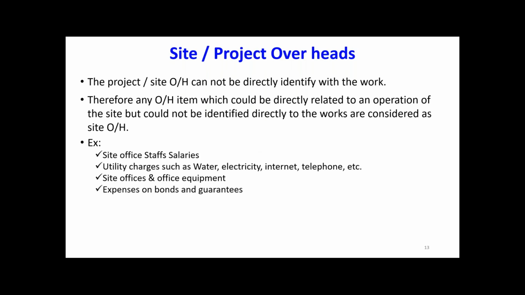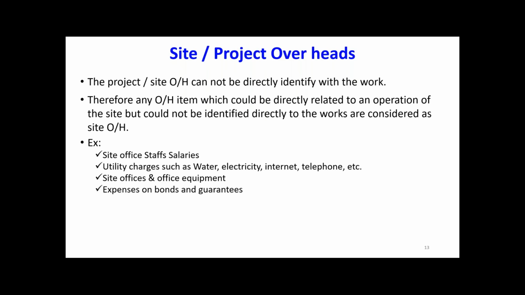So you have listed so many things. So few of them you can see. Most of you have mentioned more than what we are seeing here in the list. Those are correct. Okay. So site office staff salaries, operational costs like utility charges, right? Site office, bonds and guarantees. There are so many items that will come under the site overhead.